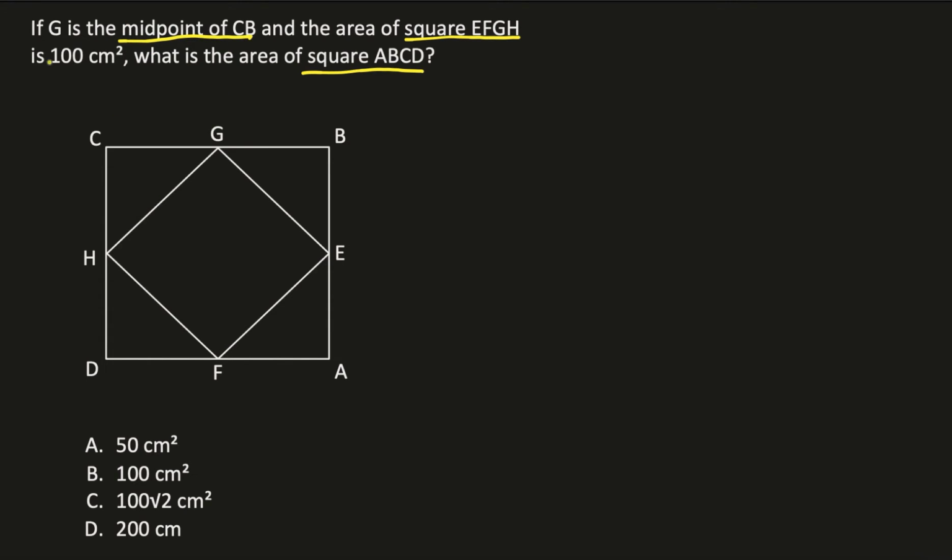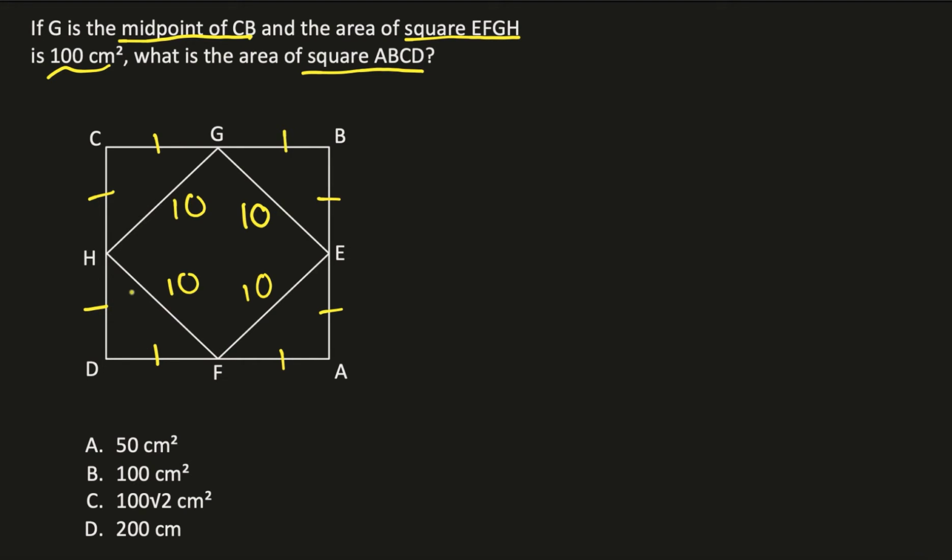So since we know that the midpoint of CB is G, we can go ahead and bisect this segment, meaning that we would have two congruent segments. And so we could deduce so for the rest of the segments. And we know that the area of square EFGH is 100 centimeters squared. So each side would be 10.